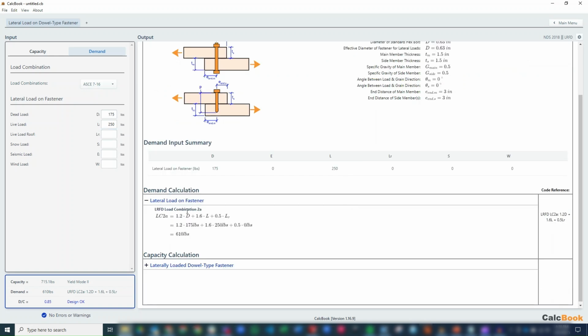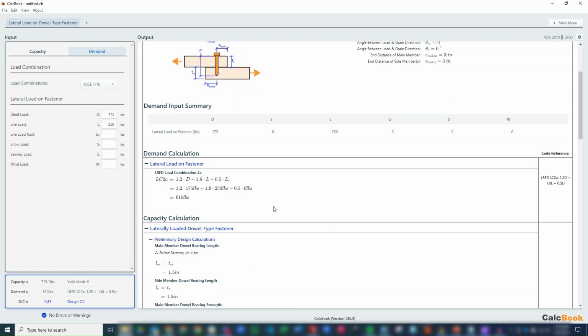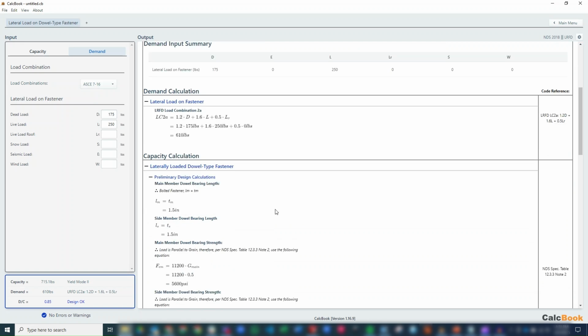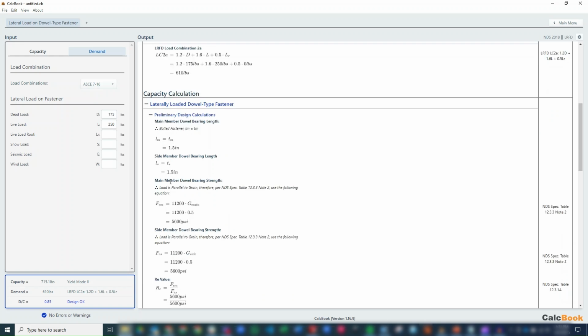So first we have just our load combinations, right? LC2A, so the 1.2 dead plus 1.6 live. And then we get into the capacity. And we have quite a few things here that we need to calculate. So we need to do some sort of preliminary design calculations. So our dowel bearing length in the main member is just the thickness of 1.5 inches. Same with the side member is 1.5 inches.